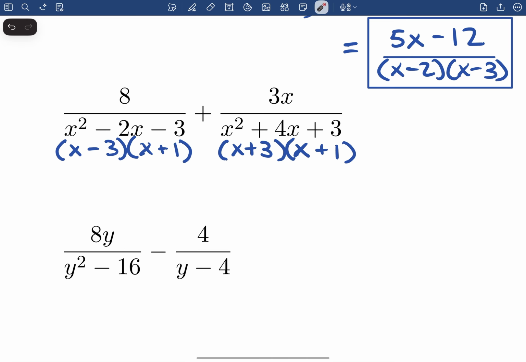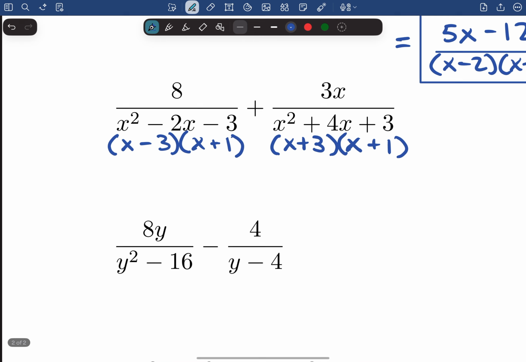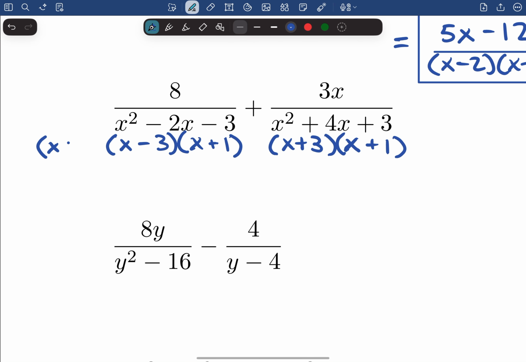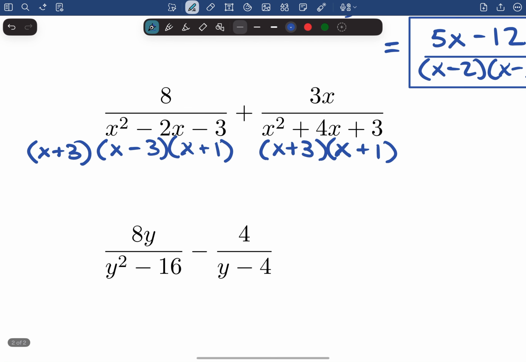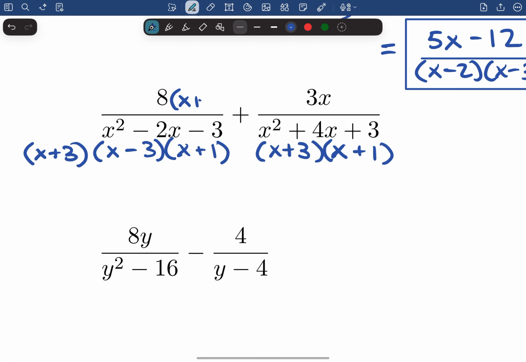Now, I ask myself, what does this denominator not have that this one does? And the answer is, well, they both have x plus 1. This one has an x minus 3. Well, this one has an x plus 3 that this one doesn't have. And so I'm going to multiply on an x plus 3 on bottom and on top.